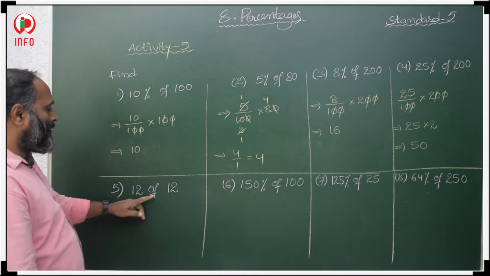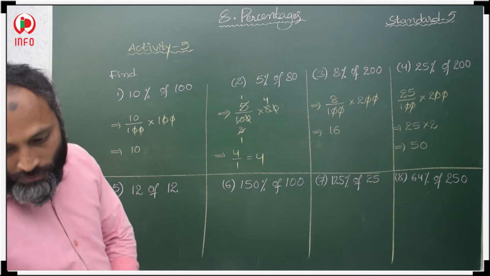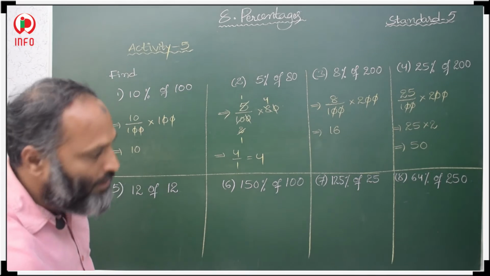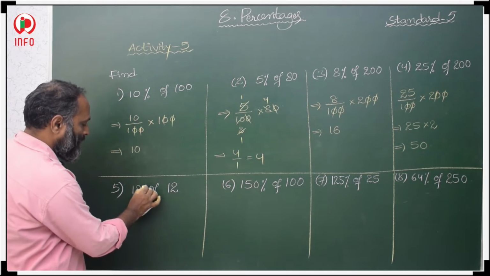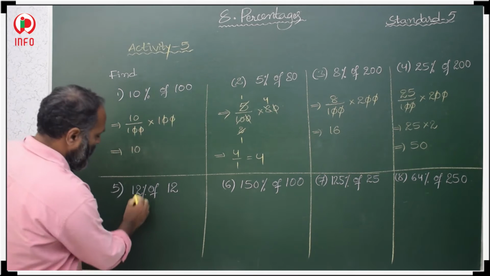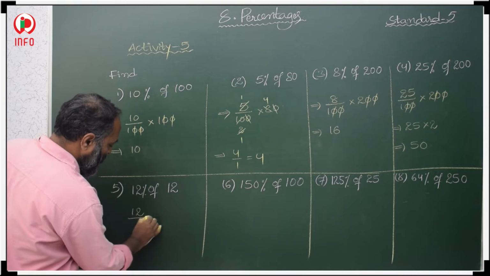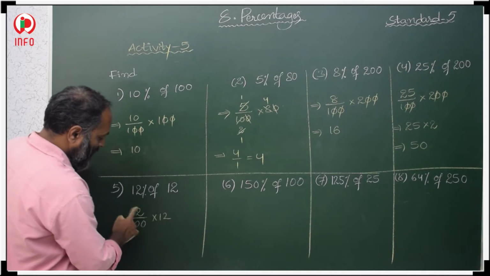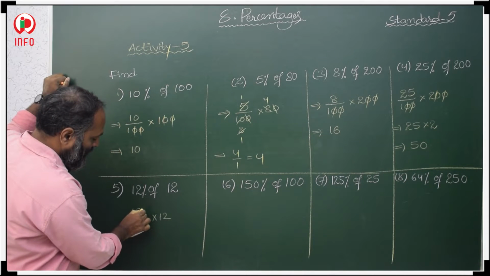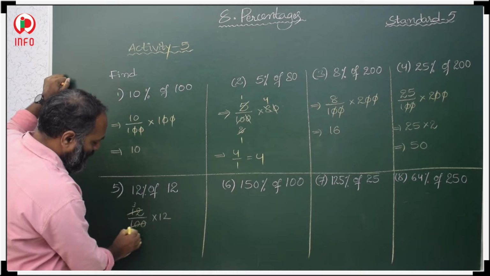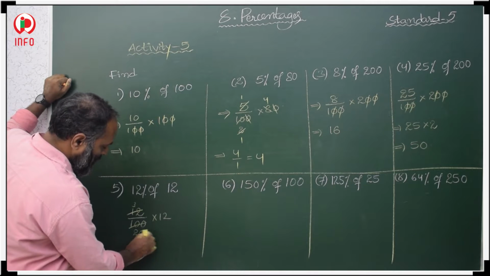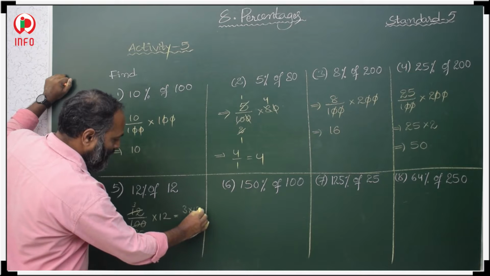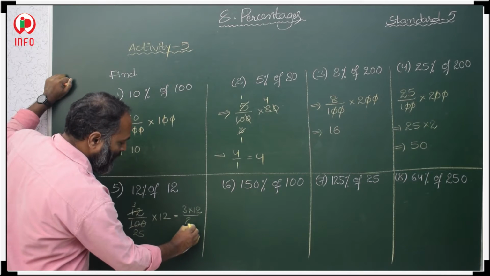Now 12% of 12. Here it is percent. So first we take given percent by total percent into 12. These two are cancelled in the 4 table, 4 threes are 12, 4 twenty-fives are 100. Now after that 3 into 12 by 25.